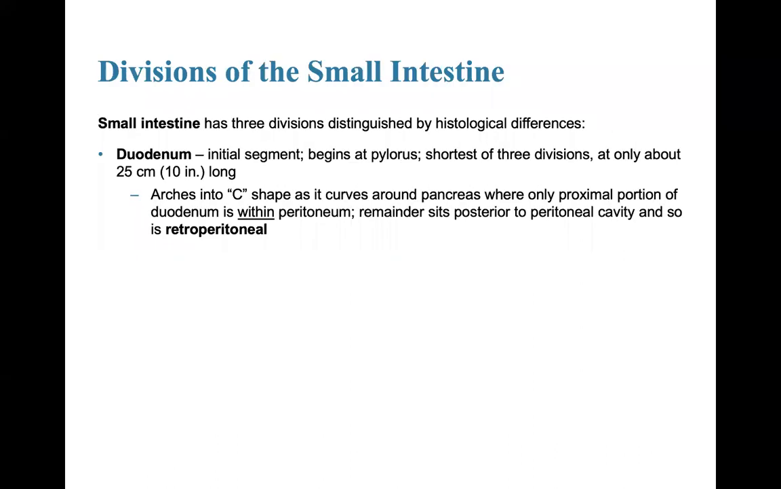Now, the small intestines has three distinct divisions. The duodenum is the initial segment and begins at the pylorus. It is the shortest of the three divisions at only about 25 centimeters or 10 inches long. It arches into a C-shape as it curves around the pancreas, where only the proximal portion of the duodenum is within the peritoneum. The remainder sits posterior to the peritoneal cavity and is referred to as retroperitoneal.